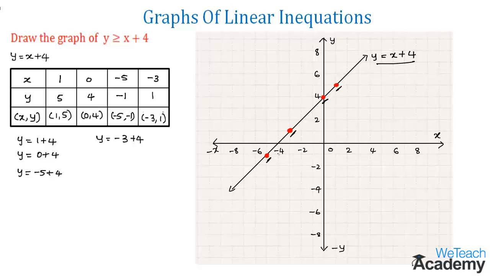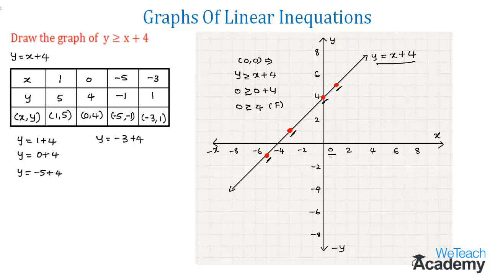And now in order to find out the region that is indicated by the graph, we have to find out whether the origin lies in the region represented by the graph or not. So here on substituting the coordinates of the origin, which is (0, 0), in the inequation y is greater than or equal to x plus 4, we get 0 greater than or equal to 0 plus 4, which would come as 0 greater than or equal to 4. We know that 0 is not greater than or equal to 4, and hence this is a false statement.